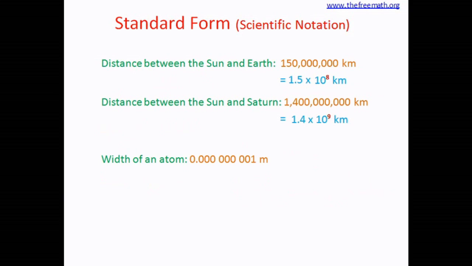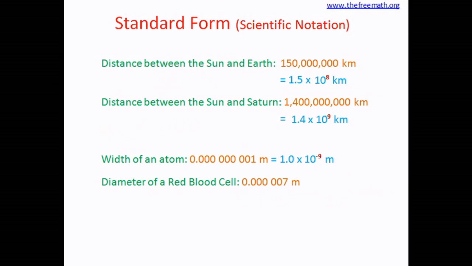What about very small numbers? Let's take an example of a very small number. The width of an atom is 0.000000001 meter. That means there are 3, 3 and 2, 8 zeros and 1. Let's write this using the standard form. The decimal point should be after 1, the first non-zero digit. So it is 1.0 multiplied by 10 to the power of minus 9, because the decimal point has moved to the right and it has crossed over 9 digits.